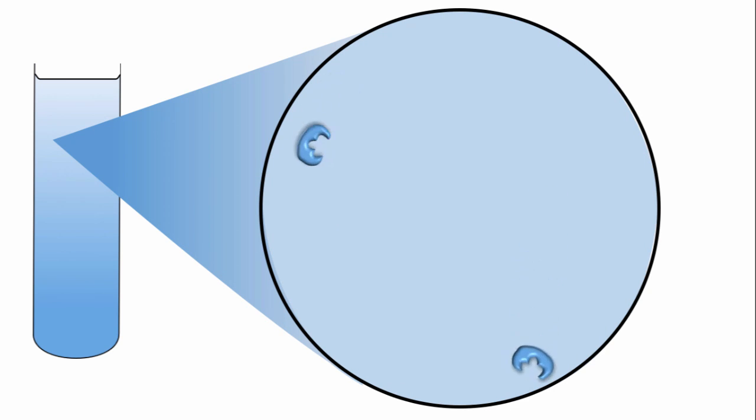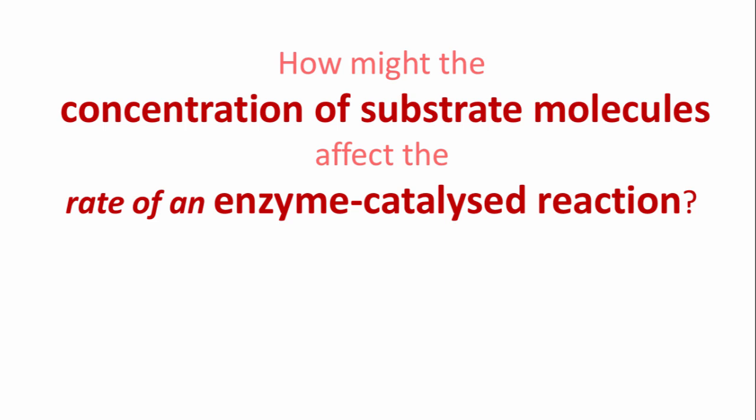So let's take a moment to zoom into a microscopic level. Here I have a test tube, and in the test tube I have some enzyme molecules and substrate molecules. You see, they bump around, and when they encounter each other in the right orientation, substrate molecules can be converted into products. Let's return to our investigation. How do we go about investigating this question?